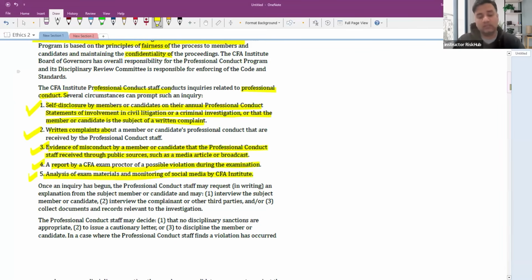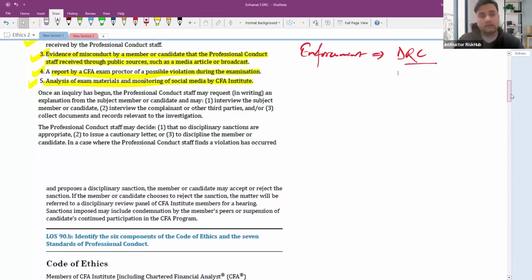They investigate, and then there's a Disciplinary Review Committee which enforces discipline, right? So who enforces the conduct? Please keep in mind it is not the examiner, right? It is your Disciplinary Review Committee, right? Not even the board, right? So enforcement is done by your Disciplinary Review Committee, DRC. Okay, all right.